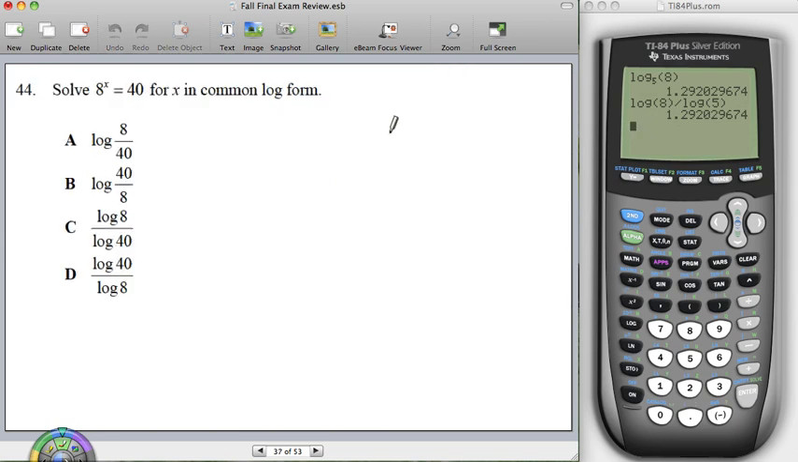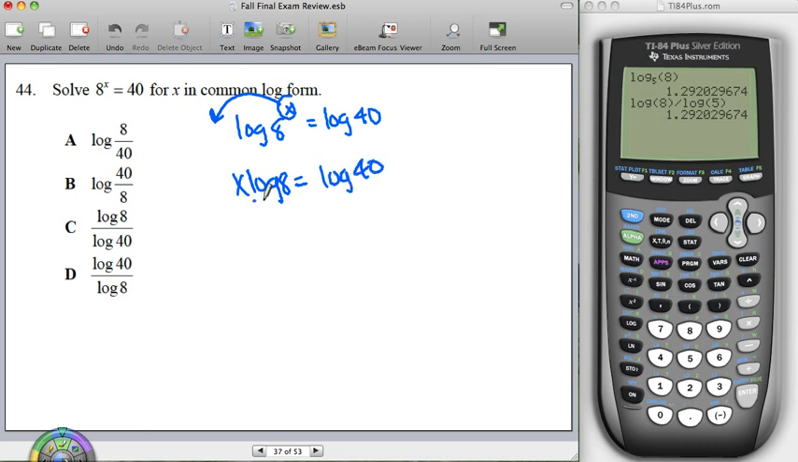44, solve for x in common log form. So I have a log of 8. I'm going to go ahead and take the log of both sides since I'm solving for that exponent. X I can bring down to the front. So I have x log of 8 equals log of 40. Divide both sides by log of 8. And you get x equals log of 40 divided by log of 8.